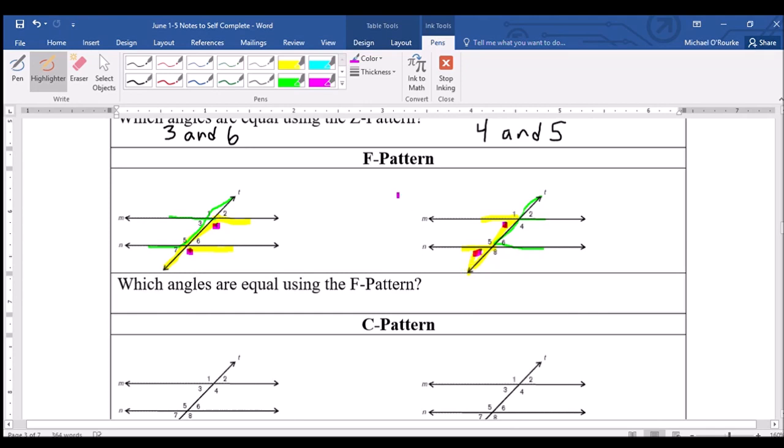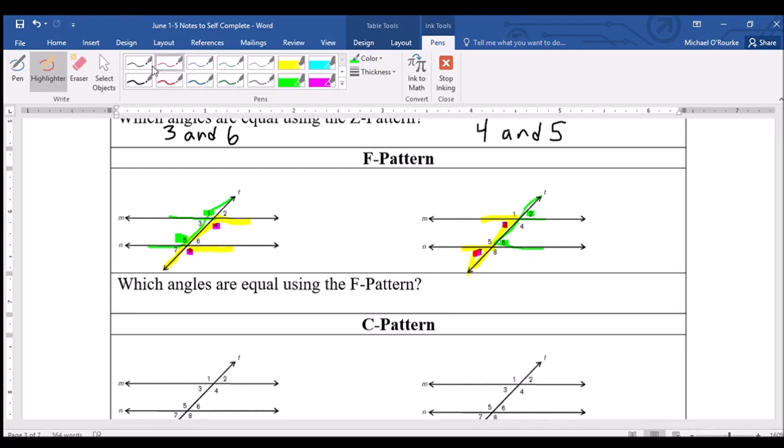Now, could you predict what green would be equal? So looking at this one here, what two angles would be equal? It'll be the 1 and the 5 would be equal over here. On this side, what do you have? If you figured out the 2 and the 6, you'd be right.